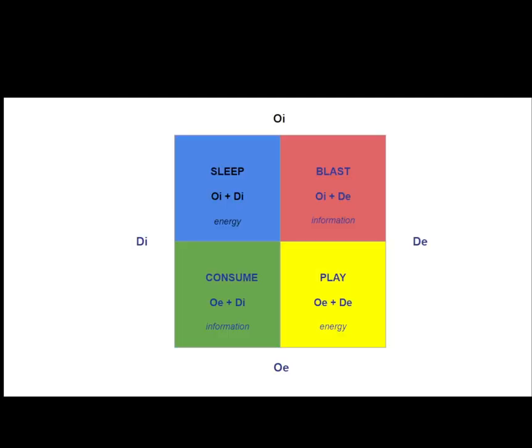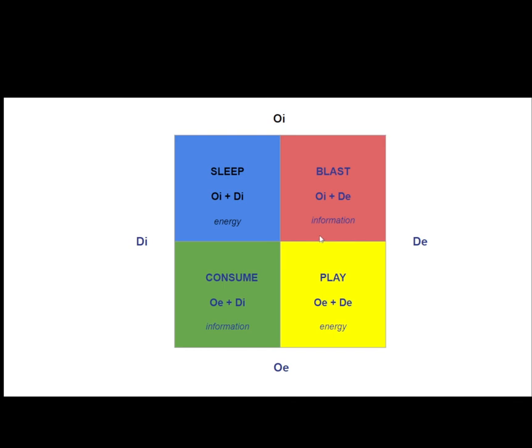Okay, so this is just to sum up the 4 basic human needs here. So in the upper left quadrant is the sleep. So that's intersecting the OI human need with the DI human need. And that one is an energy animal. Opposite on the lower right is play. That is the OE plus the DE, which is both the extroverted functions. That's also an energy animal.